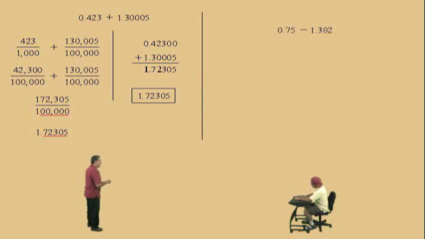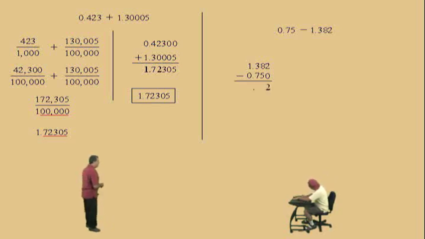Here's a difference. 0.75 subtract 1.382, you should know the answer is negative. So here, we can't use our vertical format because it doesn't work when you get a negative answer. So what we have to do is a kung fu move. We're going to take 1.382 and subtract 0.75. And we'll put a 0 as a placeholder.